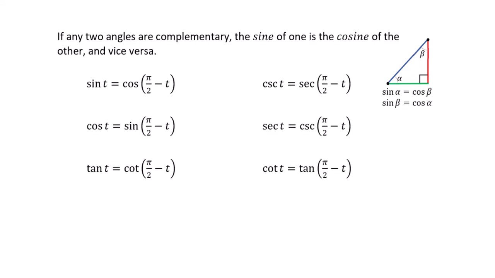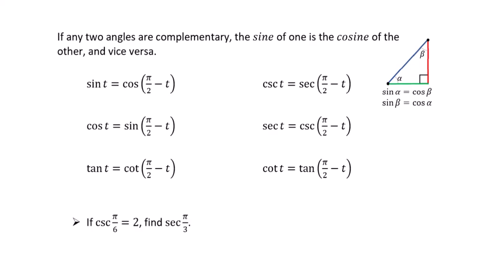Sine of t is the cosine of pi over 2 minus t, or 90 degrees minus t if we're working in degrees. Cosine of t is the sine of the complement. The tangent of t is the cotangent of the complement. Cosecant of t is the secant of the complement. Secant of t is the cosecant of the complement, and cotangent of t is the tangent of the complement.